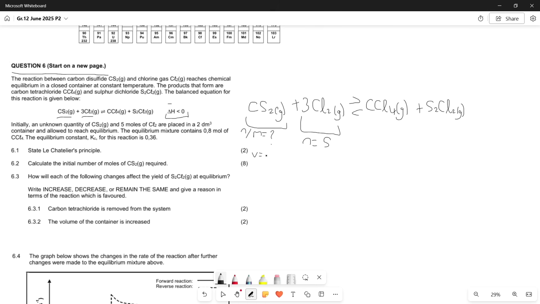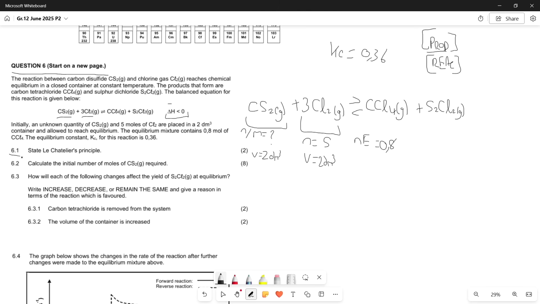So we have our volume, and that's already in decimeters cubed. This is very important stuff for the RICE table specifically. Okay, and allowed to reach equilibrium. The equilibrium mixture contains 0.8 moles of CCl4. So at equilibrium, that portion we'll deal with in our RICE table, but let's just write n at equilibrium over there is 0.8. And the equilibrium constant, our Kc up here, for the reaction is 0.36. Okay, we'll deal with that when we have our products over our reactants when we work with Kc. And this is the concentration portion, which means we have the information here. We can then start to work with it in the right formats as we approach each question.